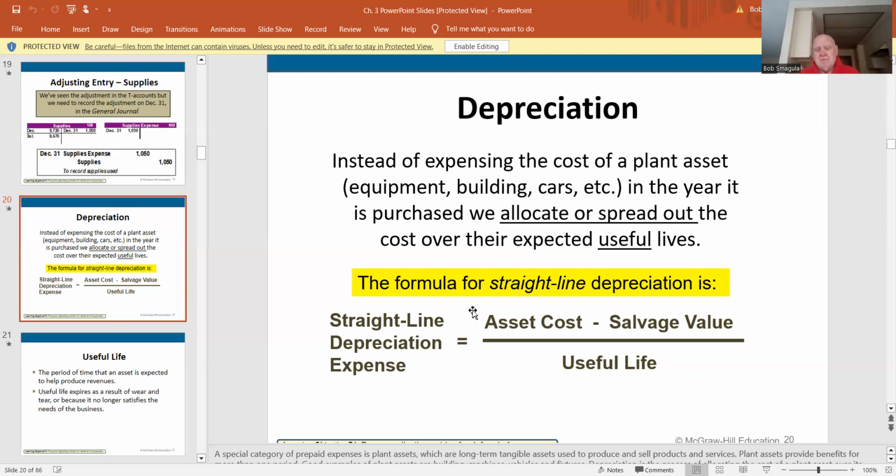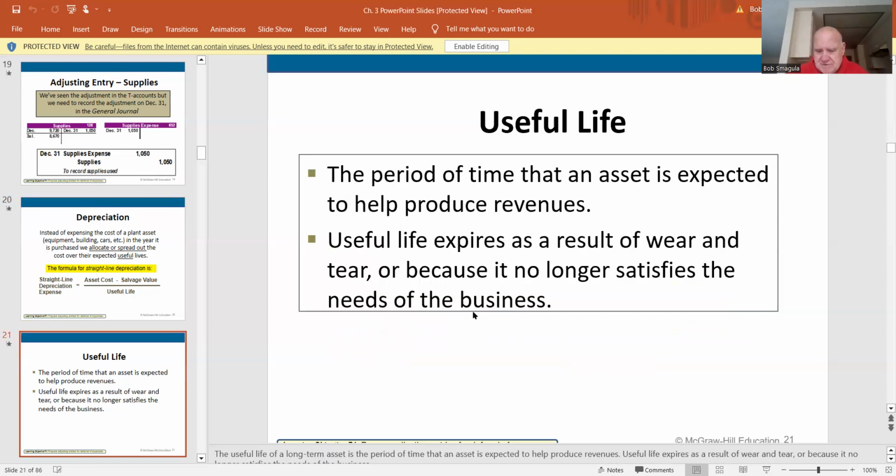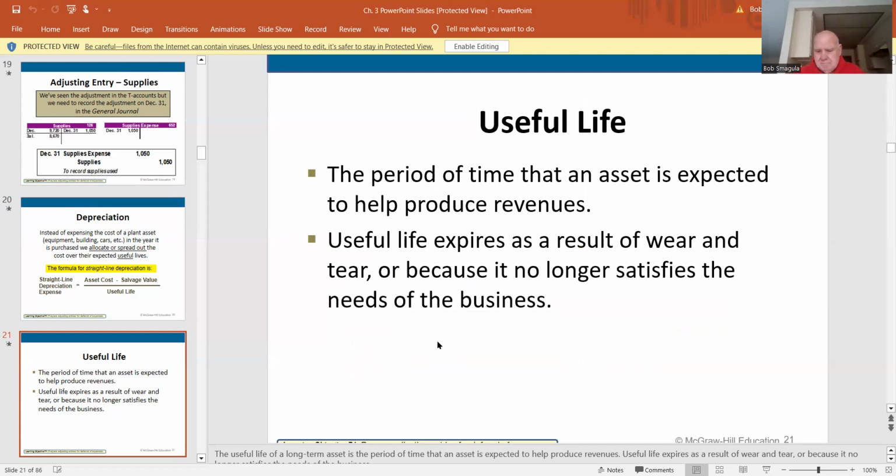But you're going to have to just do a few entries to get comfortable with it. The formula for straight line depreciation, and there are numerous methods of depreciation: straight line, the asset cost minus the salvage value divided by the years, the useful life. Salvage value. Useful life. Let's get the useful life. When you buy an asset, you have to come up with an estimate of its useful life. The period of time that an asset is expected to help produce revenues. In other words, the amount of time that you think the car is going to last.